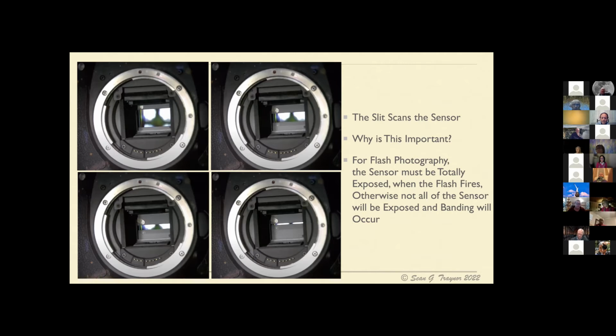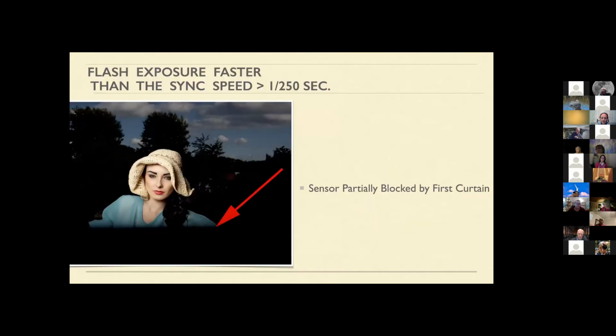But if the sensor is only partially exposed, such as in any one of these other photographs here, we get a phenomenon called banding. And that's that black line that's at the bottom of this photograph. You can see here, the model is exposed, but the bottom is not. So that's first curtain blocking.